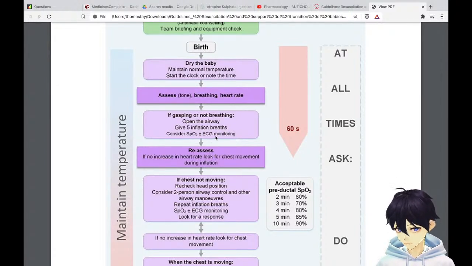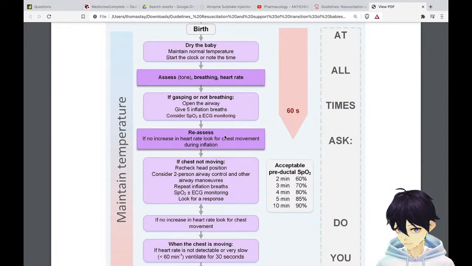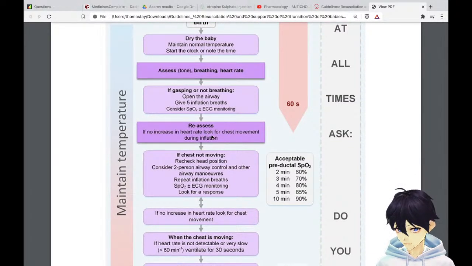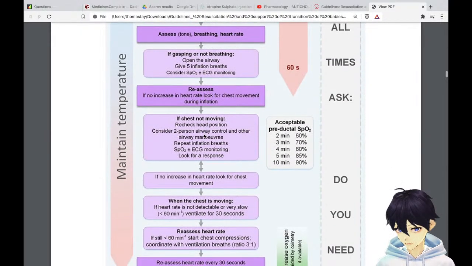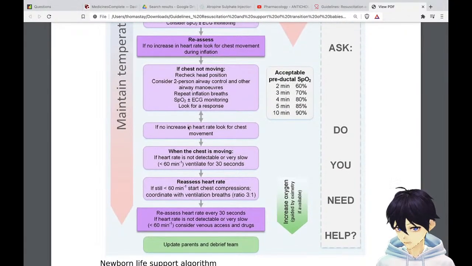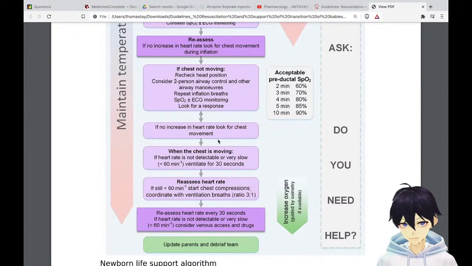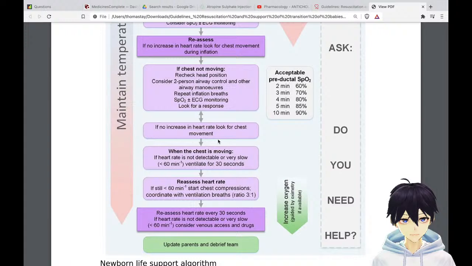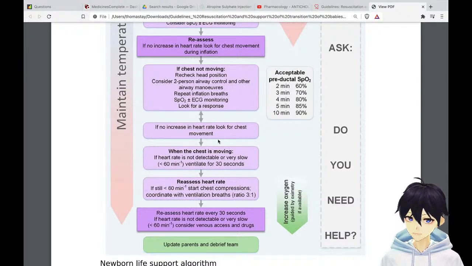Consider SpO2 plus ECG monitoring. Reassess. If no increase in heart rate, look for chest movement during inflation. If chest not moving, recheck head position. Consider 2-person airway control and other airway maneuvers. Repeat inflation breaths. SpO2 plus ECG monitoring. Look for a response. If no increase in heart rate, look for a chest movement. What's this? Okay.